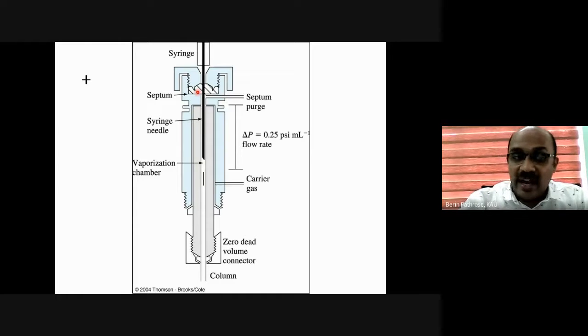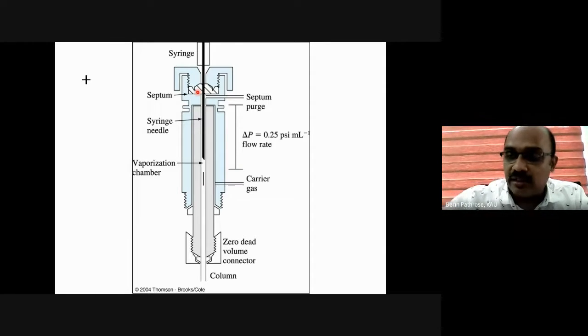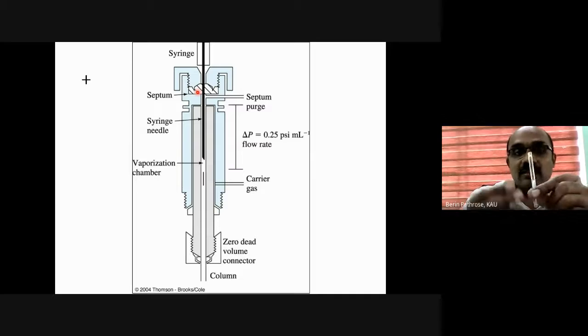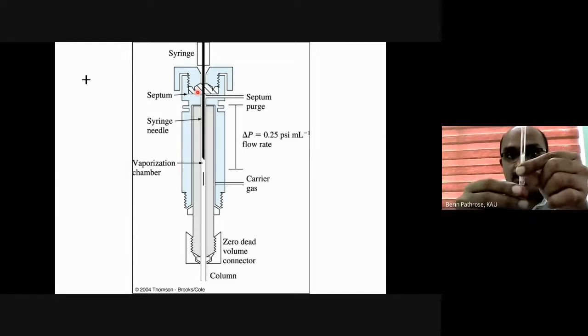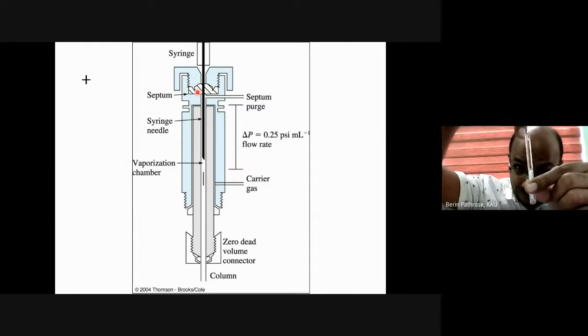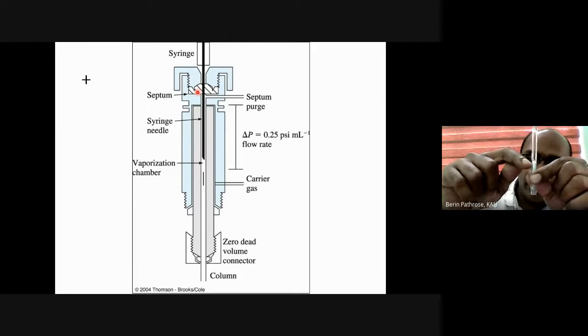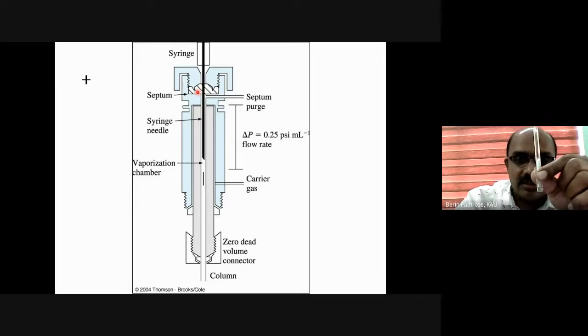Understood? And this injector will have a glass lining. We call it a liner. I will show a liner. See, this is the glass liner. I don't know whether you are able to see it over here. We will inject the sample over here. Can you see a whitish color over here? Yes or no? Yes, sir.